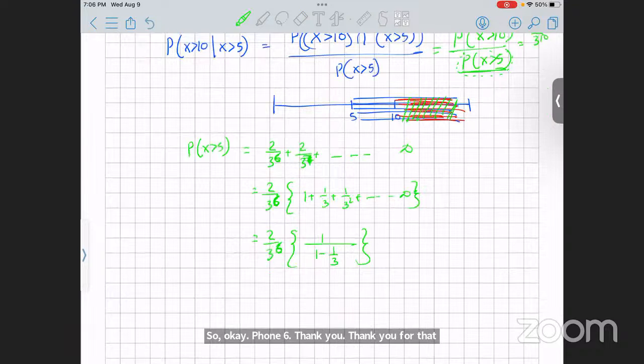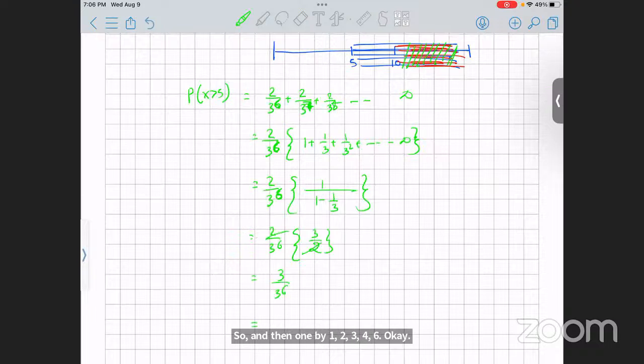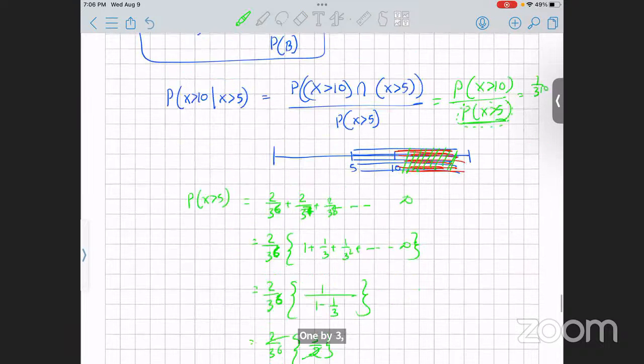2 by 3 power 6 and then 1 by 1 minus 1 by 3, that is 2 by 3 power 6 into 3 by 2, which is 3 by 3 power 6, that equals 1 by 3 power 5. Okay, so it comes around 1 by 3 power 5.